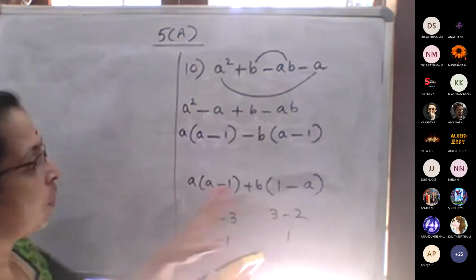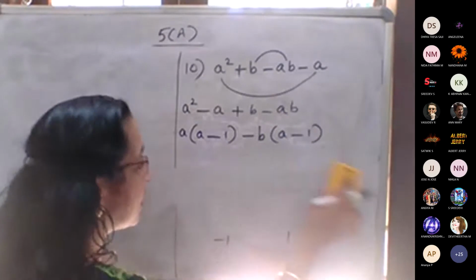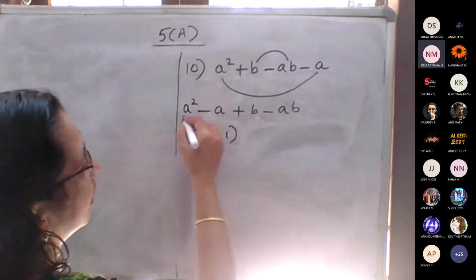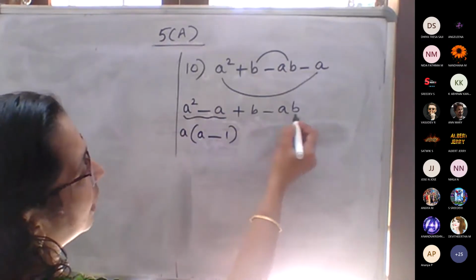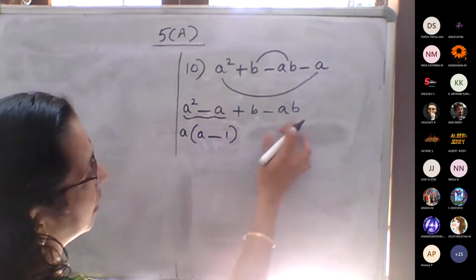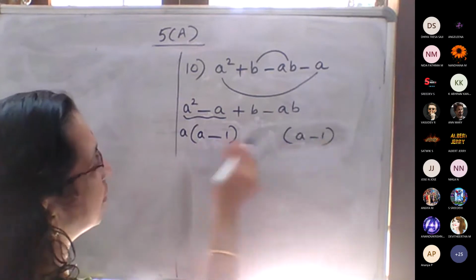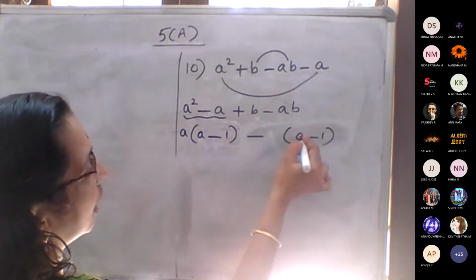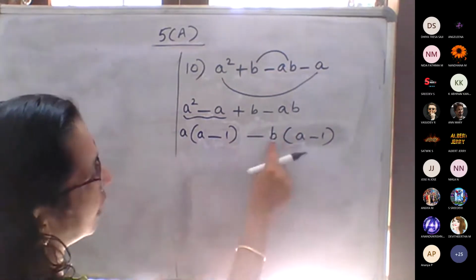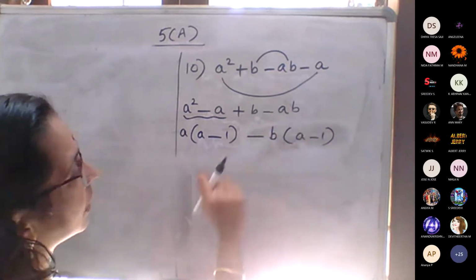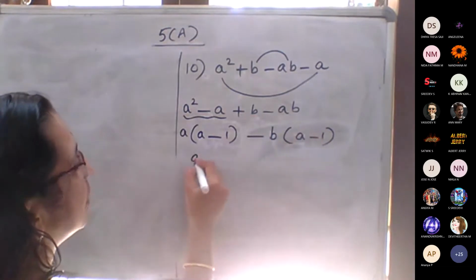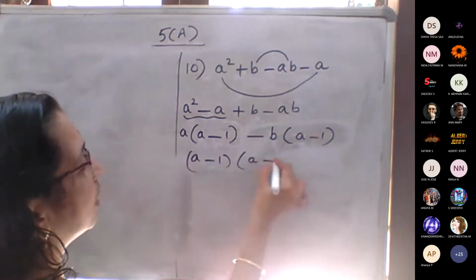Yes, ma'am. So better don't go with this method. As soon as you see this, what we want to do is a into a minus 1. Then b and minus ab. So better write a minus 1, the same thing, here. Then negative a only we have, so negative b. Negative into negative is positive b. I think it is clear. The next step, a minus 1 into a minus b.